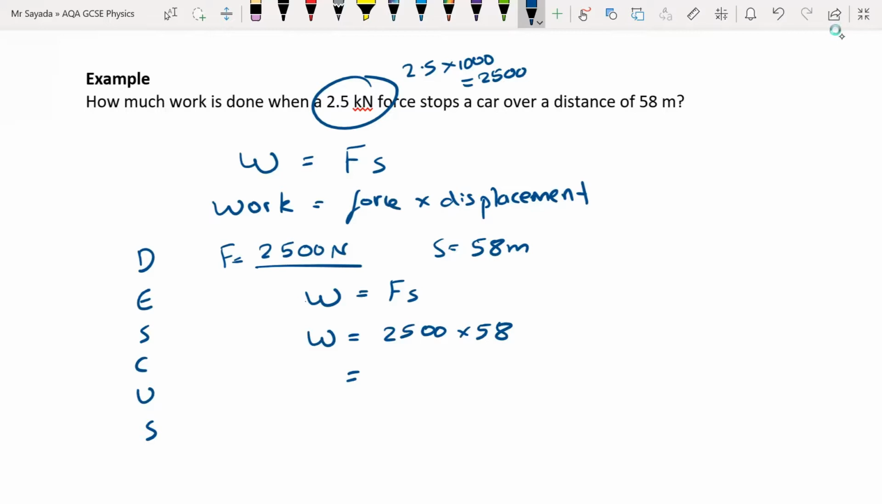You can always use a calculator in physics. So 2,500 times 58 is 145,000. And don't forget units. What are the units for work? Say your answer to the video now. You should have said joules, because work is energy transfer, 145,000 joules.